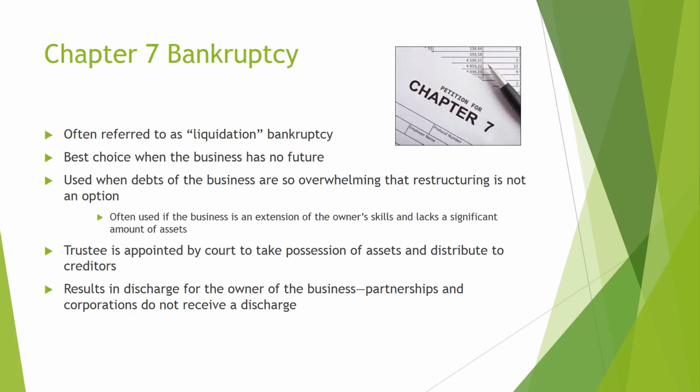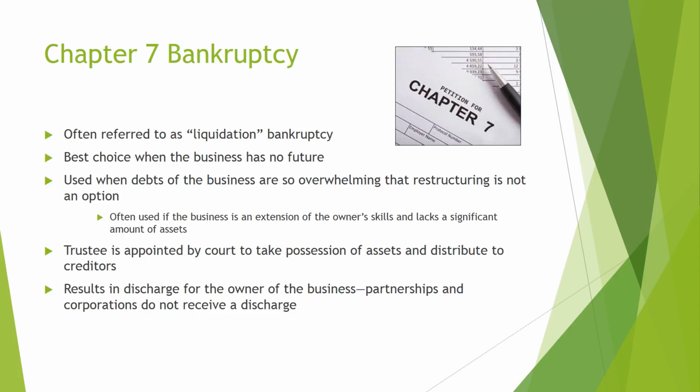The first form of business bankruptcy would be considered Chapter 7 bankruptcy. This is often referred to as total liquidation bankruptcy. This is the best choice when businesses have no future. It's used when the debts of the business are so overwhelming that restructuring is not an option. This is often used if the business is an extension of the owner's skills and they don't really have a lot of assets involved with them.